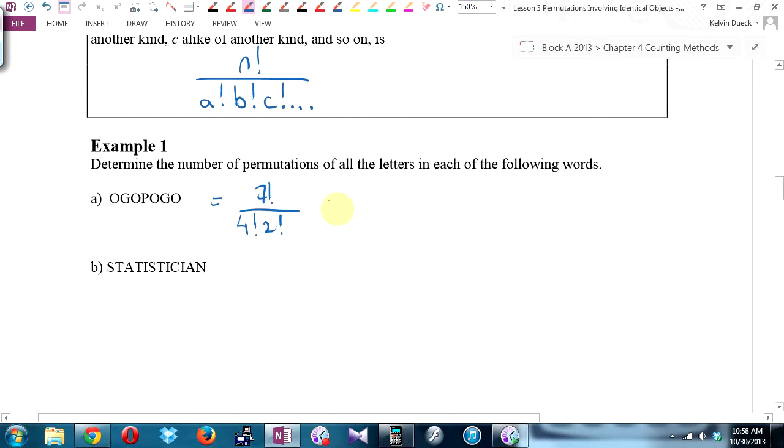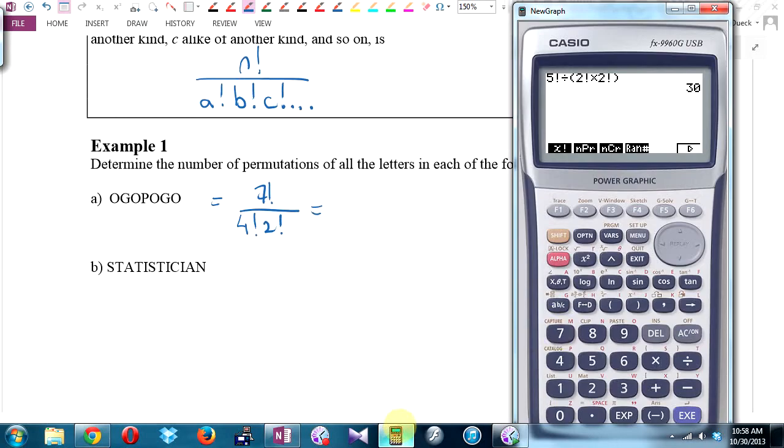How many different ways are there to mix up the letters? How many permutations are there? How many ways are there to arrange the letters of the word Ogopogo? 105. And I don't need to come up with them and count them because I'd miss one.